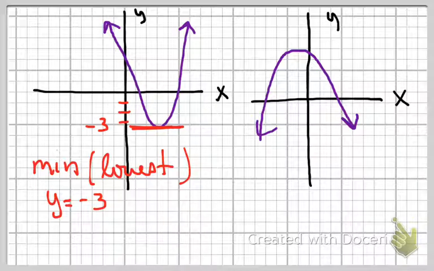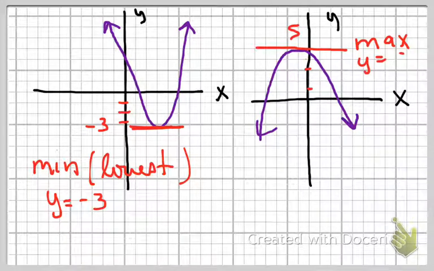The other one can't have a min because the arrows are going on forever, but it does have a max. The max here would be 1, 2, 3, 4, 5. So the max would be y equals 5. So a min is as low as it goes, and a max is as high as it goes.